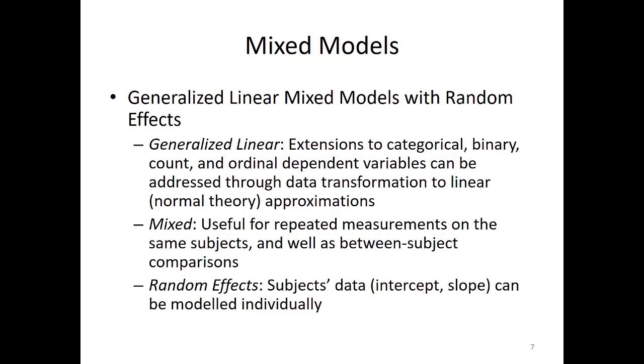So skipping quickly to the point I want to make in the discussion, we will more typically approach these types of data using something called a generalized linear mixed model with random effects. The generalized linear refers to the fact that we can analyze not only normally distributed interval ratio data, but we also can accommodate categorical, binary, count data, and ordinal data by transforming these data to linear approximations.